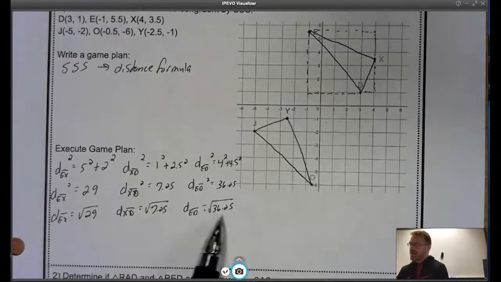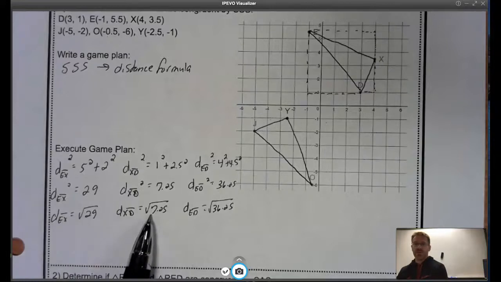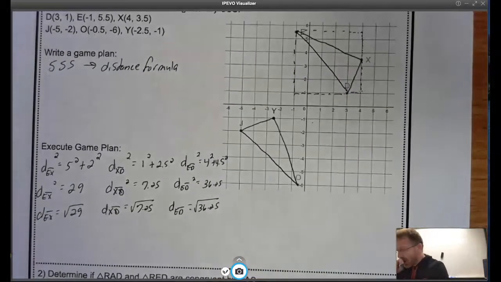All right, so I can leave it like that because now what I'm going to know is, do I have another square root of 29? Do I have another square root of 7.25? Do I have another square root of 36.25, right? All right, so now let's go to our triangle here.